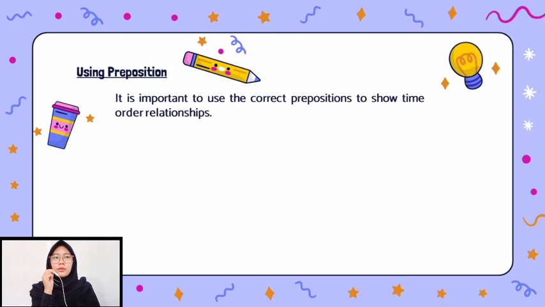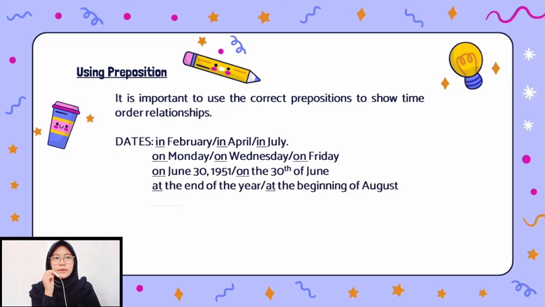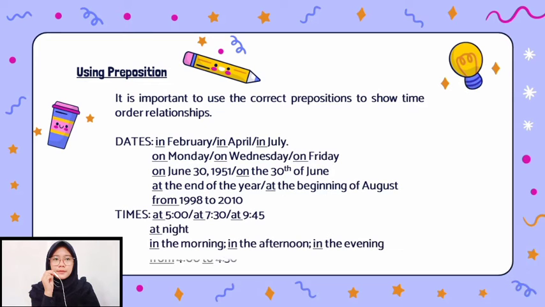Okay, now we move to the next material, which is using prepositions. It is important to use the correct preposition to show time or the relationship. For that, you can use in, on, at, and from. For example, in February, in April, in July, for months. On Monday, on Wednesday, on Friday, for days.